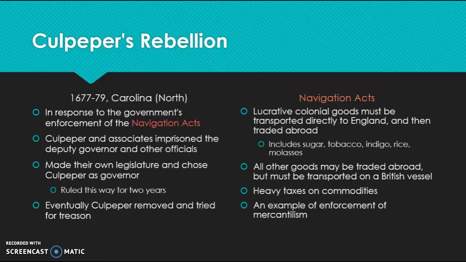But if you think back to then, news doesn't travel very quickly, right? So eventually news came to England, and then they figured out what to do, and they were able to send somebody back. Eventually, Culpeper was removed from his governorship that he had assumed, and he was tried for treason, but there was no punishment. Nothing happened to Culpeper.